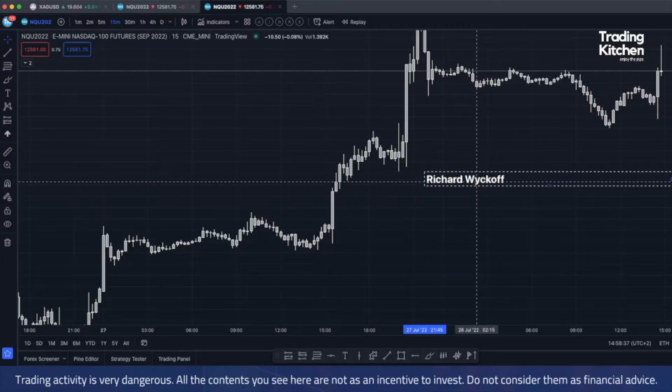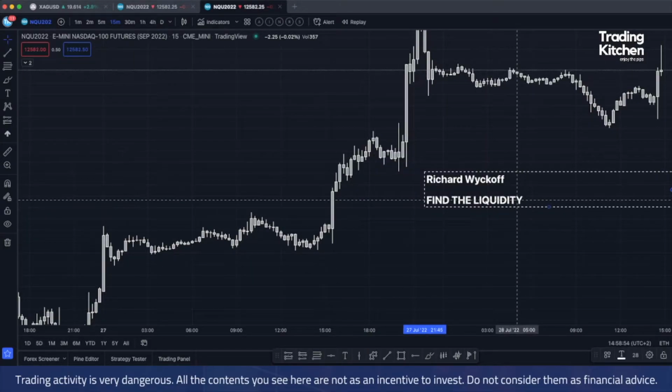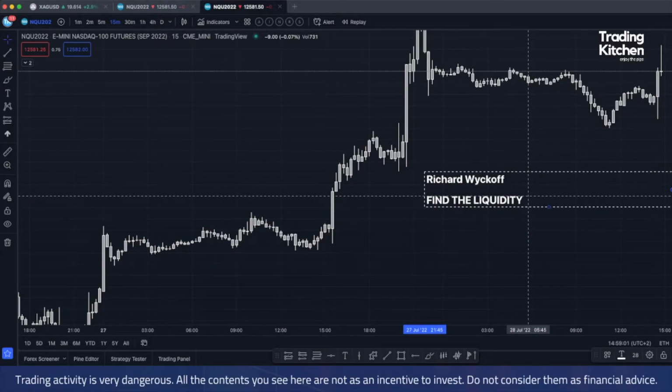The second thing I want to tell you is: find liquidity. And basically, what is liquidity? Liquidity is what really moves the market. It's something created by institutions every day. Basically they exploit us, the retail traders, to generate liquidity by which the market is moved.